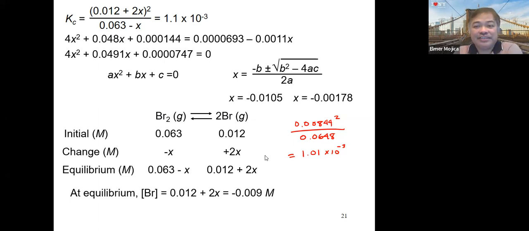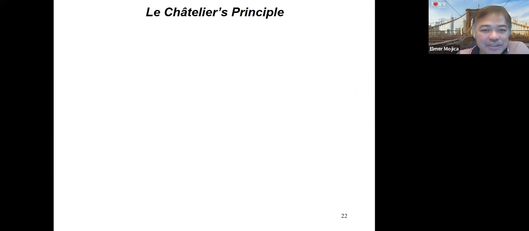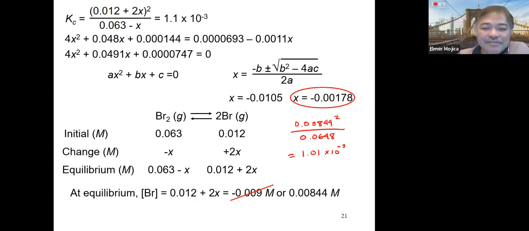Tanong, because that ends our lecture for today. The next part that we have is Le Chatelier's principle. I think we have 20 minutes of that time next meeting.